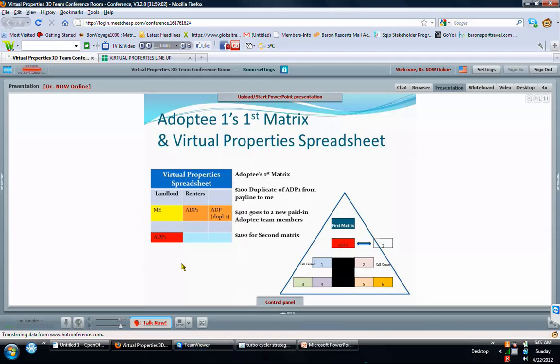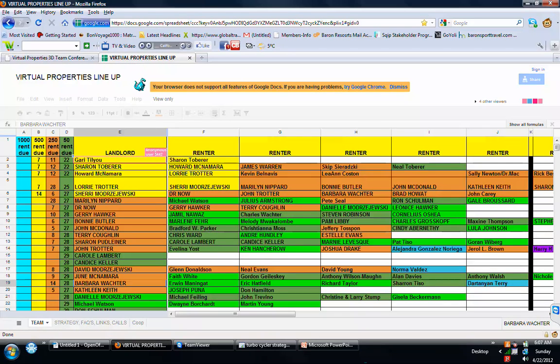Now I would like to show you what our virtual property spreadsheet looks like, and then you will understand what I've done here on the left hand side. If I open up the virtual property spreadsheet right now, here it is. There are different colors, and there you see the towers: the $50 rent, the $250 rent, the $500 and the $1000. And then you see the colors.